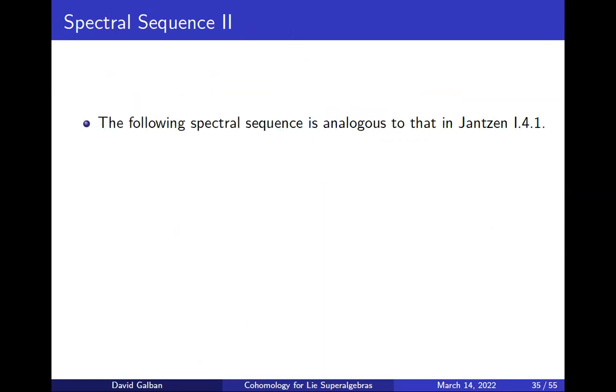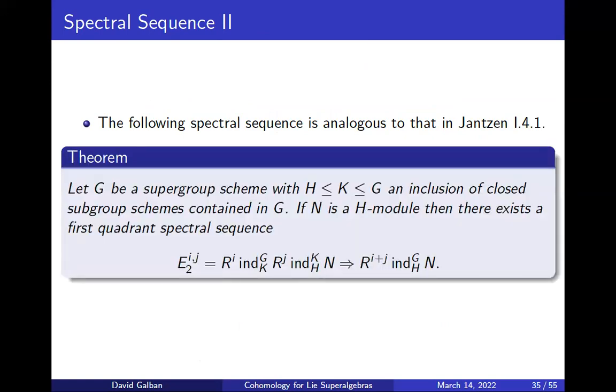And then in addition to that spectral sequence, we're also going to have a second one, which I'm just going to call spectral sequence 2 from now on. It's analogous to that found in Jantzen. It really is just a Grothendieck type spectral sequence coming from the composition of two induction functors, one from H to K, and then one from K to G, where H is contained in K is contained in G. And just like in the ordinary case, the composition of these right-derived functors is going to converge to just R^(i+j) of induction from H to G of N.